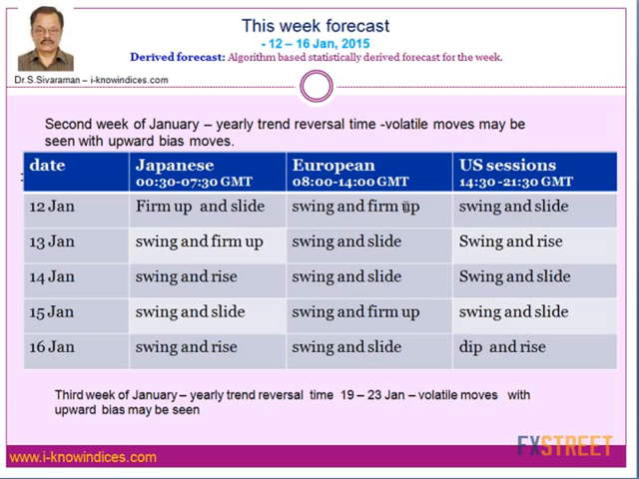And similarly, after the firm up, you can take a sell, and then they will make the slide and you can book profit. Aim for only swing trade profit of 30, 45 pips and try to do small trades during this particular yearly trend reversal time. So the year-beginning trend reversal will continue till the next week.